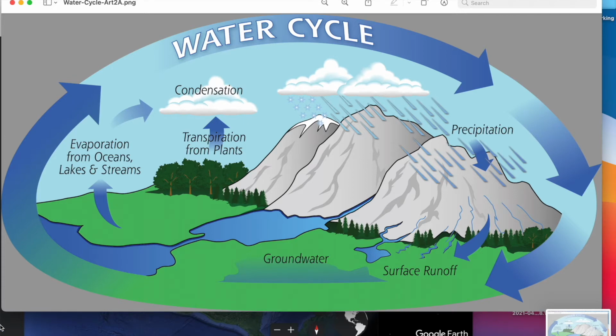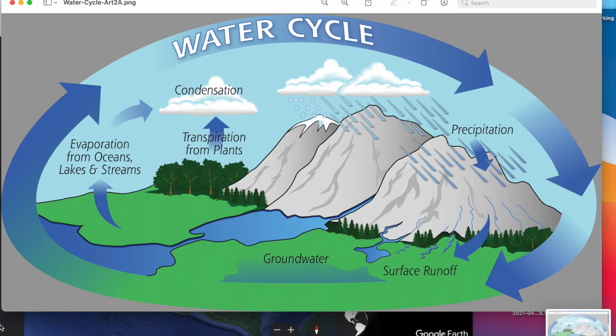One of the first things that we talked about at the start of the year were the four spheres of the Earth: the hydrosphere, atmosphere, geosphere, and biosphere. And all year we have been talking about how those different spheres connect and interrelate. We're going to look at that in a little more depth.